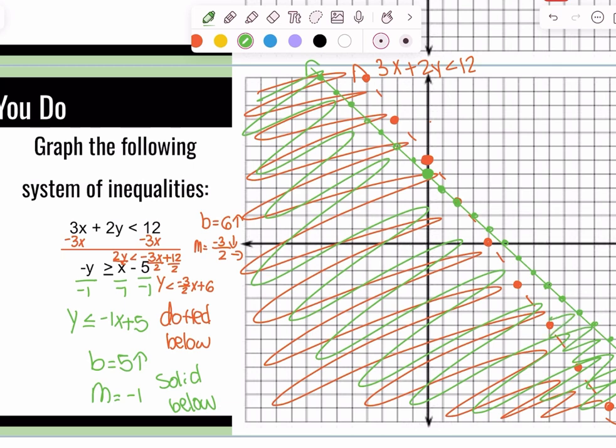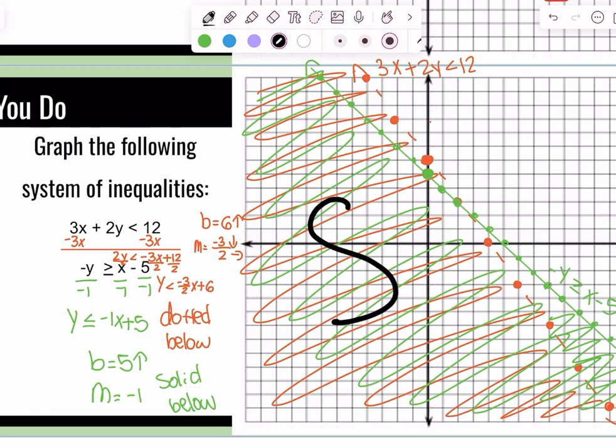Perfect, and let me label it. Negative y is greater than or equal to x minus 5. Because this is the part where they intersect, I put a big S here. And that is my solution set. Any point that is in that area or is on a solid line counts as an actual point to the solution of the system of inequalities.